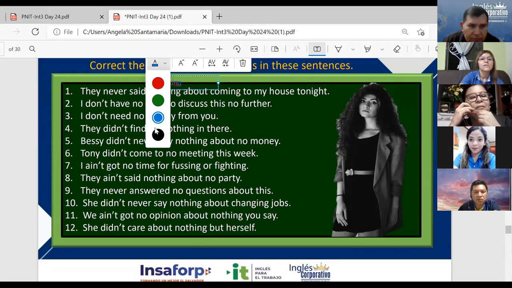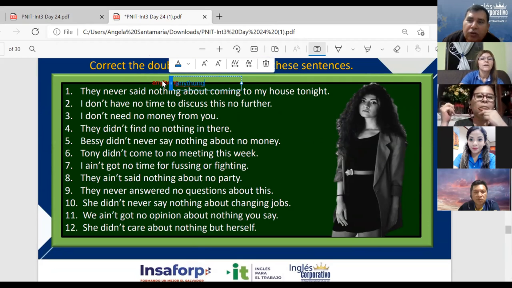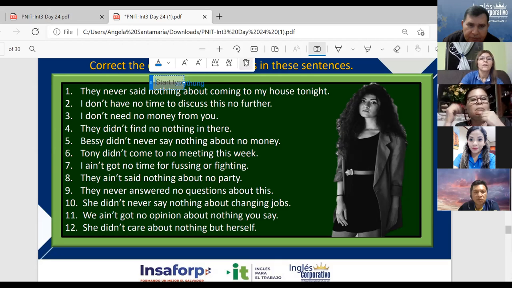Like the second, "I don't have no time." Orally, so that you can advance. I don't have no time. No, no. I don't have anything. Yes, they never said anything about coming to my house tonight. The second? They never say anything about coming to my house tonight. Anything. And second sentence, anything.